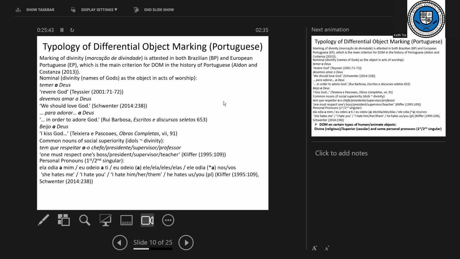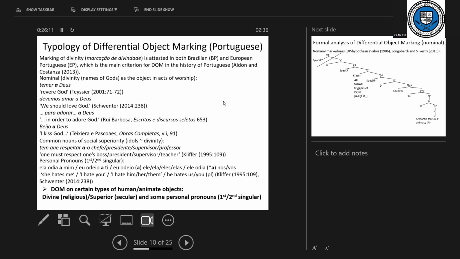Also, pronouns. People have shown that the first and second person singular pronouns can also be marked, and this is a big difference to the third person singular and plural personal pronouns. So, for example, "odeio a mim, odeio a ti", but otherwise "odeio eli, ela, elis, elas", or "odeio a nós, odeio a vós", etc. Okay, so Portuguese has a very restricted type of DOM, in that it is only divine names or superior common nouns. Also, some singular pronouns are marked there.